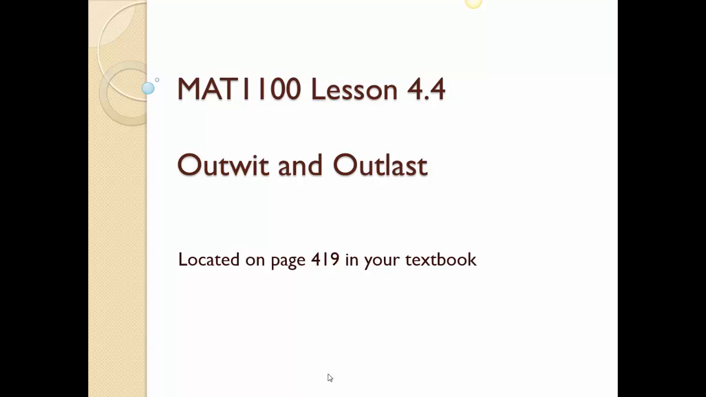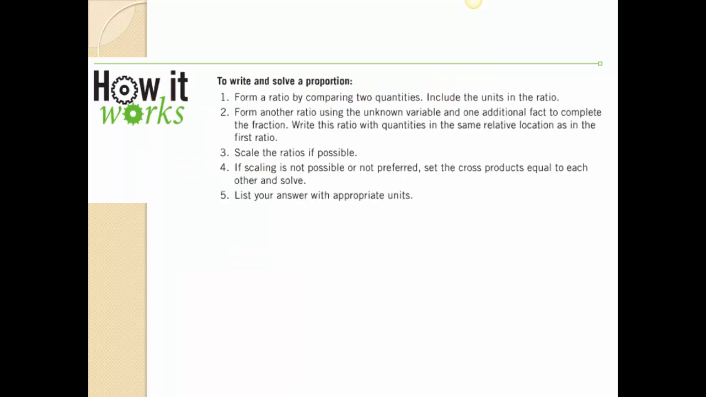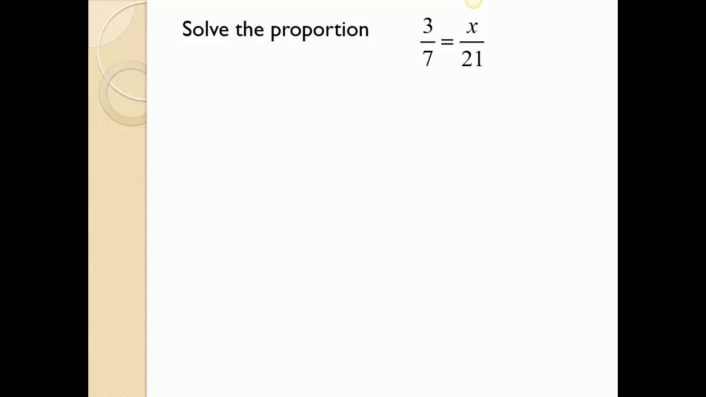So we're starting a new cycle, cycle 4, and we're going to go over 2 sections today. The first one is called Outwit and Outlast, and we're going to talk about writing and solving proportions. And so we're going to form the ratio. Let's just jump in and do a problem.